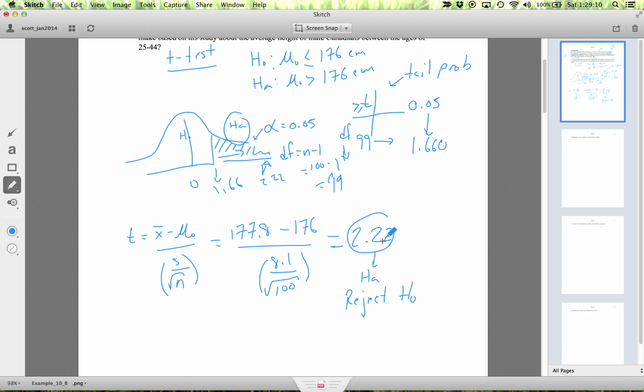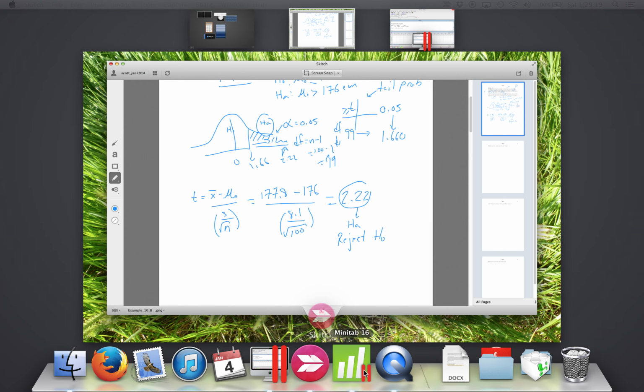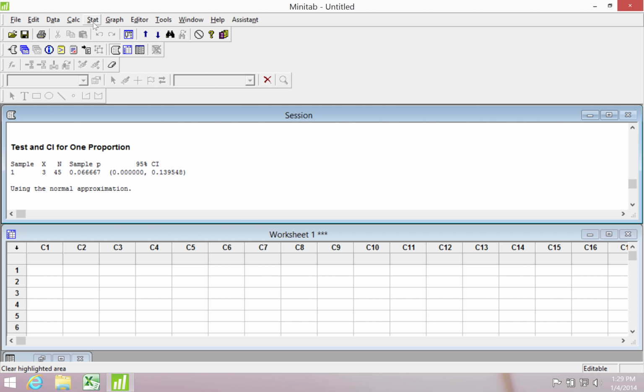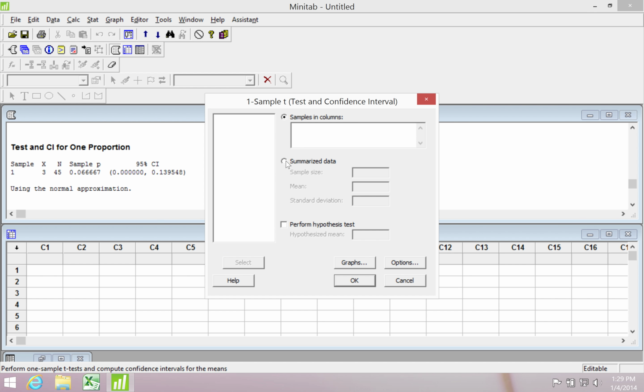Now we would like to have the p-value. A p-value is a much better way of actually making a decision here. Let's use Minitab to calculate that p-value. In Minitab, we go to Stat, Basic Statistics, and here we're doing a one sample t. Our summarized data here: our sample size was 100, our mean from the sample was 177.8, and our sample standard deviation was 8.1.